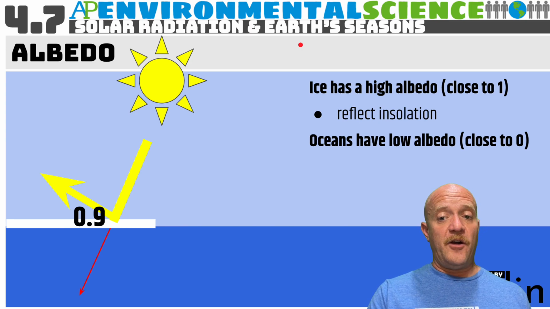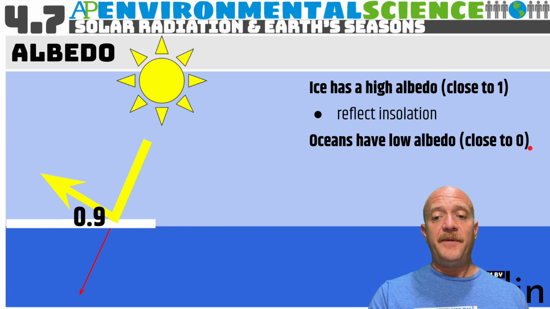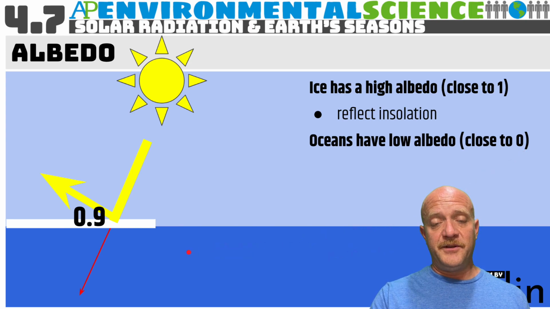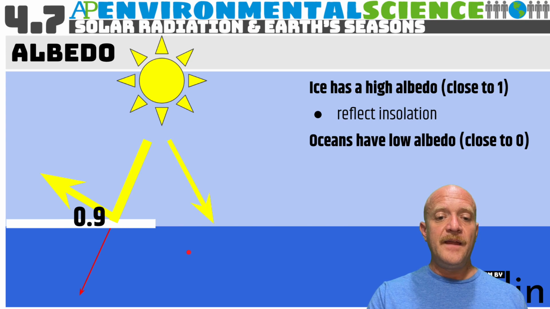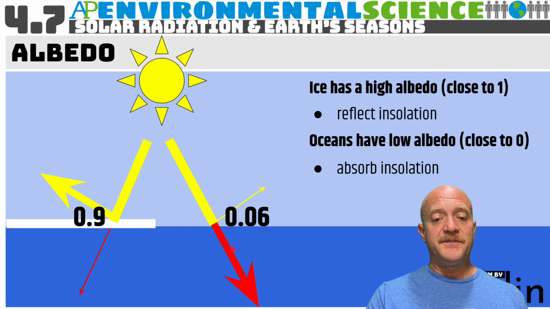Now, oceans have a very low albedo. It's closer to 0. High albedo is closer to 1, low albedo closer to 0. So oceans are actually among the darkest surfaces on the Earth, even though this is drawn blue. If you look at a satellite image of the Earth, the oceans look very dark, almost like a navy blue color. So in the oceans, a very small amount will be reflected. Most of this insolation will be absorbed. So this red represents how much infrared radiation or solar insolation is absorbed. And this will be causing a temperature increase because it will be absorbing the heat.